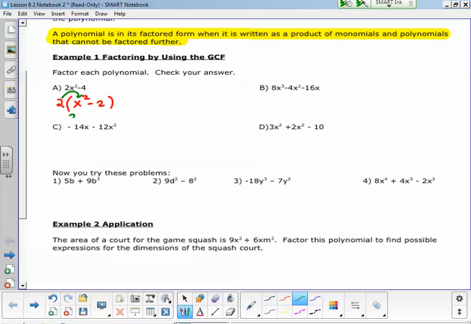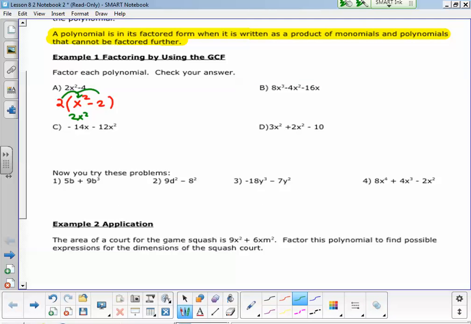When I look at example B, I have 8x to the third power minus 4x squared minus 16x. I'm looking for a number and or a variable that can go into everything. So in this case, the number 4 and x seems to be able to go into every part of that polynomial. So 8x cubed divided by 4x is going to give me 2x squared. 4x squared divided by 4x is going to give me minus x. And then 16x divided by 4x is going to give me minus 4.